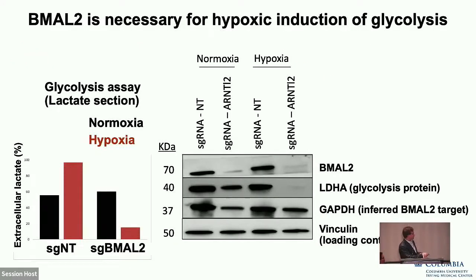This is just a glycolysis assay looking at lactate secretion in the knockout cells versus wild type cells under normoxia in black versus hypoxia in red. And normally when you go from normoxia to hypoxia, you see an increase in glycolysis and increase in lactate secretion. When we do this in the context of the BMAL2 knockout, you see a massive defect in glycolysis and you see a massive loss of lactate dehydrogenase, the key regulatory enzyme of glycolysis.